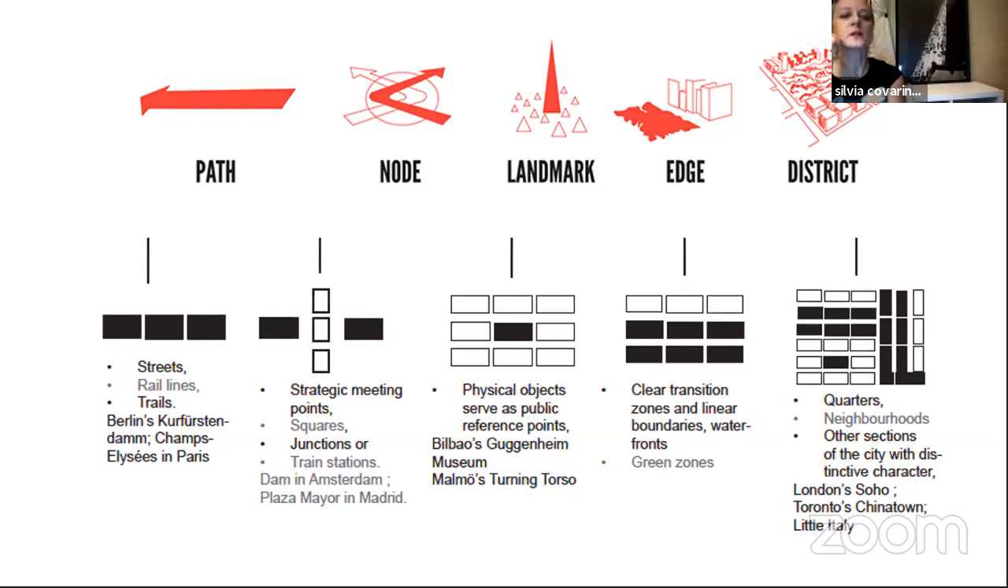For example, we can consider the Bilbao Guggenheim Museum as a reference, and we are not talking about a tower or obelisk, but we are talking about a function, a building, a complex building, because it's an interesting intervention in Bilbao. Edge, a clear transition zone, a linear boundary; a waterfront, for example, can be considered a kind of edge. And district, when we are talking about quarters, neighborhoods, other sections of the city with a distinctive character, like, for example, Soho in London, Toronto, Chinatown, and Little Italy, this kind of thing.